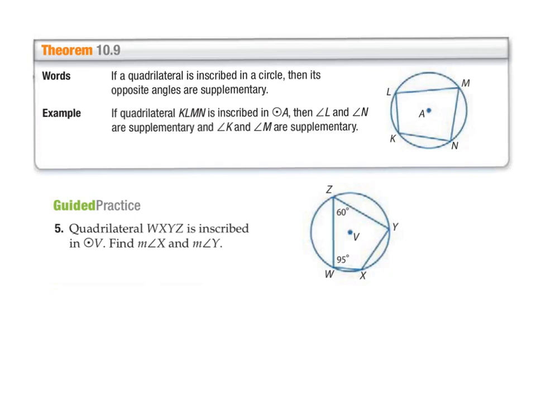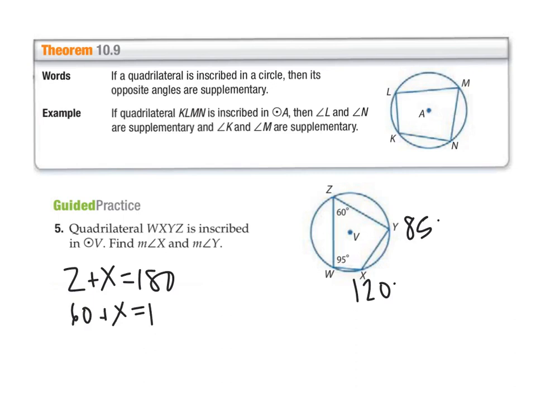And the answer is, drumroll please. For x, we have 120 degrees, and for y, we have 85 degrees. How did I get those answers? Well, z and x are supplementary, so if you add them, it equals 180 degrees. So 60 plus x equals 180. Subtract 60 from both sides, and you've got 120.